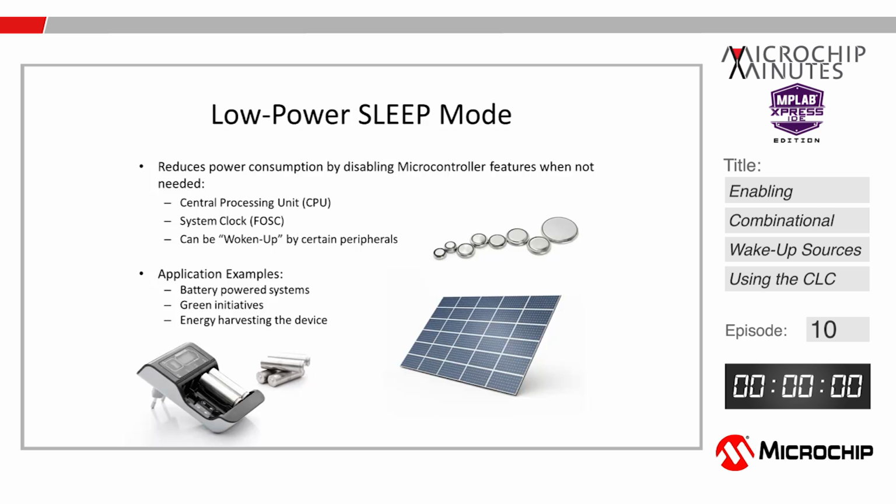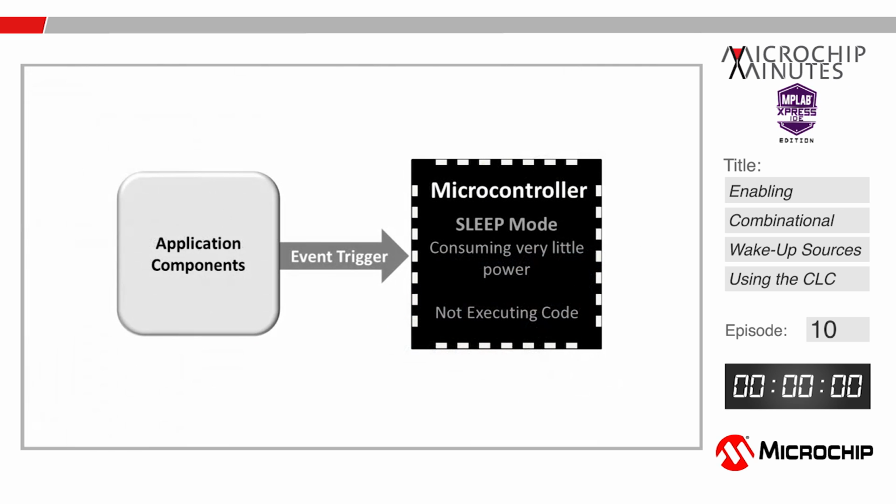We're going to use the Configurable Logic Cell, or CLC, peripheral to wake a microcontroller from low power sleep only when a combination of pin conditions have occurred. In order to reduce power consumption, it's very common to put the microcontroller into a lower power mode called sleep, which actually turns off the clocks on the device and stops the CPU from executing code. The microcontroller is kept asleep until a specific event triggers a wake-up, indicating that something in the application requires attention.